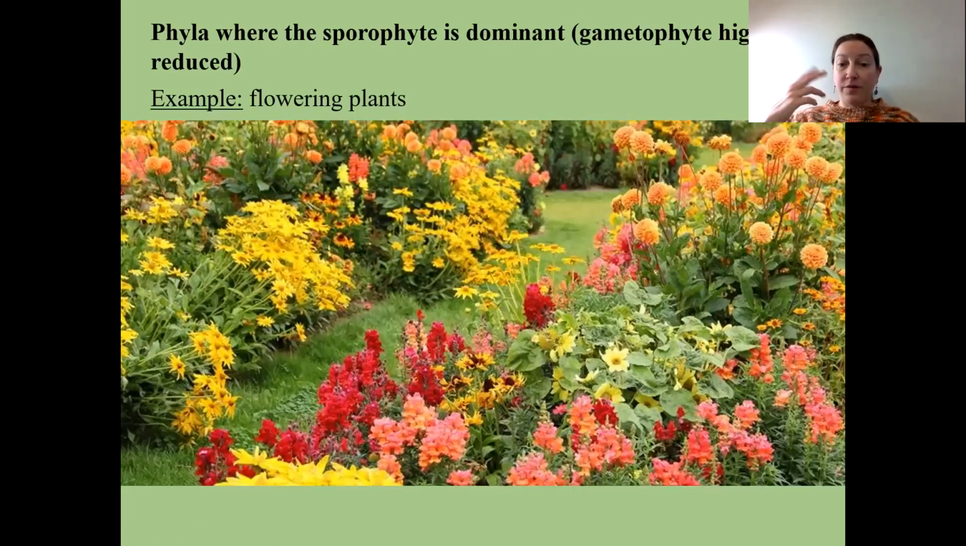Flowering plants. When you look at a flowering plant, sporophyte is dominant, so you're looking at the sporophyte generation. In fact, by the time we get to the flowering plants, a lot of times you might need a microscope to see the gametophyte plant because it's hidden inside of the flower.